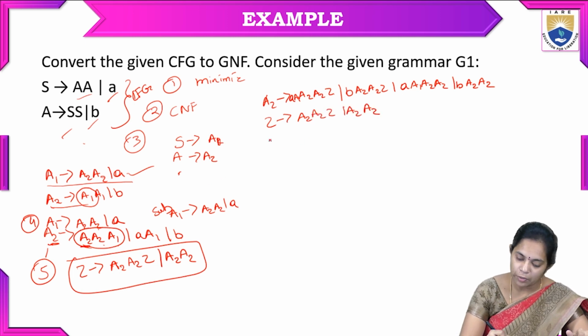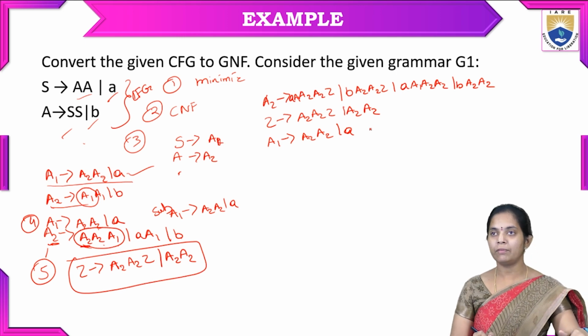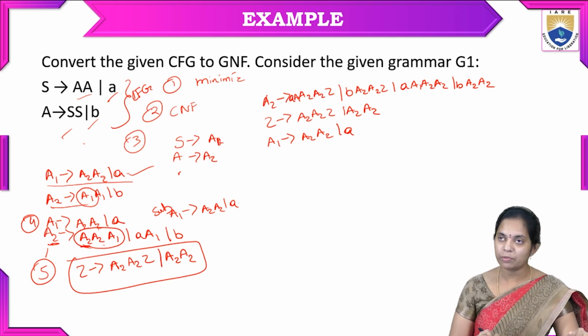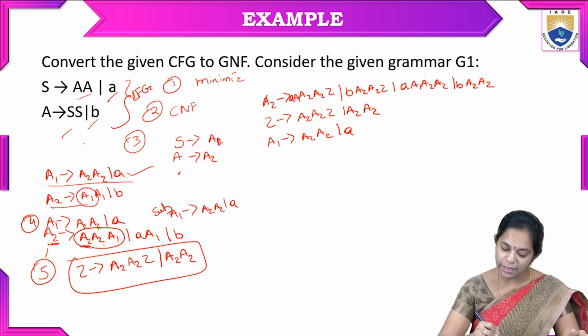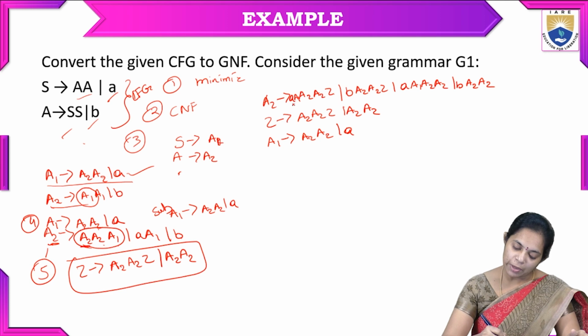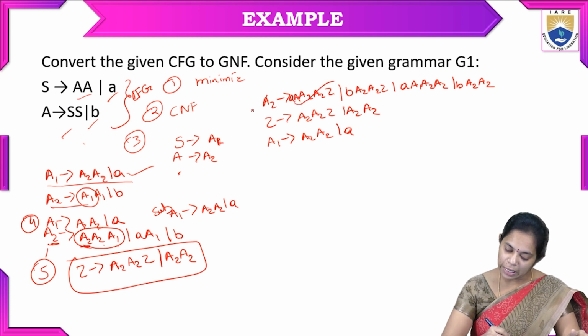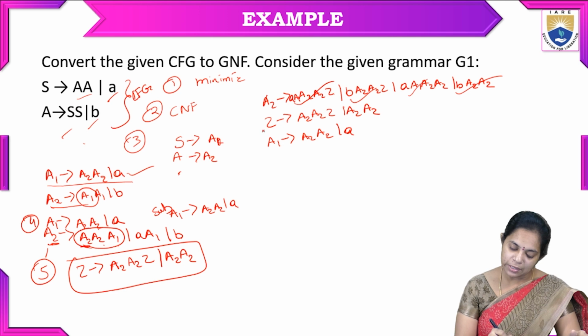And here A1, we will write the entire grammar here. These are the grammar after conversion. After performing all the steps, we have this grammar. Here we will check whether all the grammar is satisfying the Greibach normal form conditions or not. The A2 production rules are satisfying the Greibach normal form. So all these production rules satisfy the Greibach normal form conditions. In the Z and A1 we have to substitute the values.